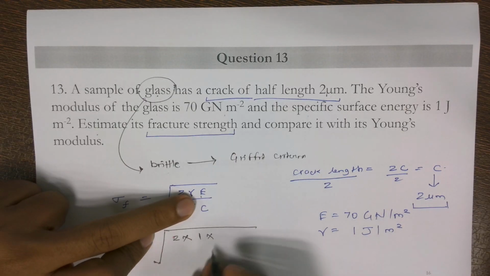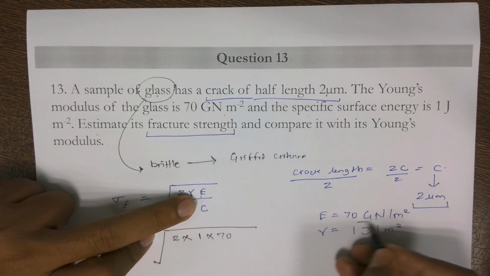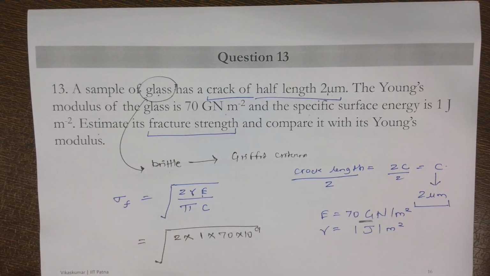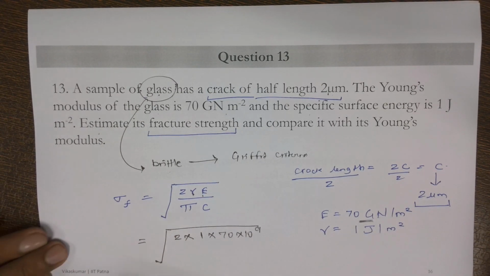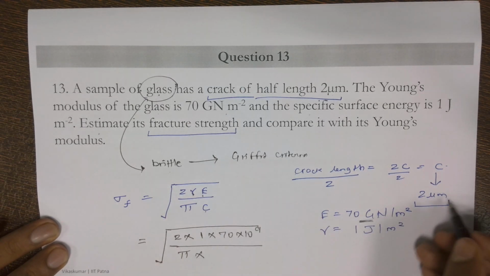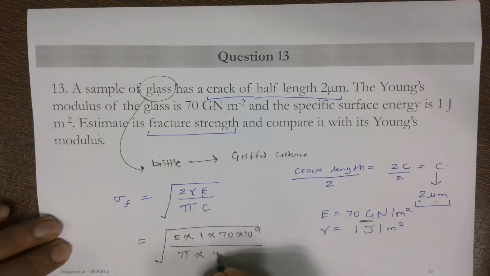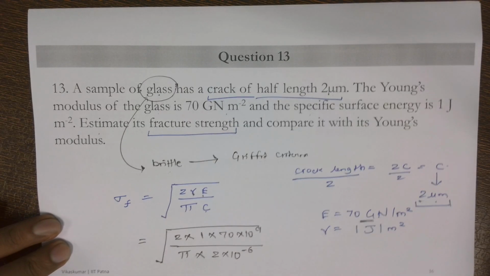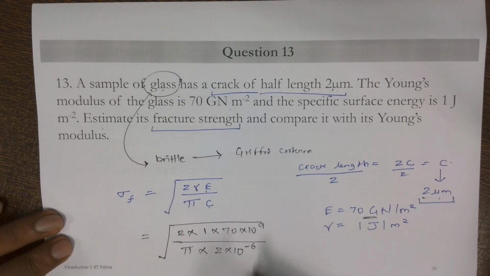Multiplied by the Young modulus, 70 G, which means 10 to the power of 9, again converted to Newton per meter square. Divide by pi multiplied by c. The c value is 2 micrometer, I will convert it to the SI unit: 2 multiplied by 10 to the power of minus 6. Okay, all the values are in the SI unit, Newton per meter square.